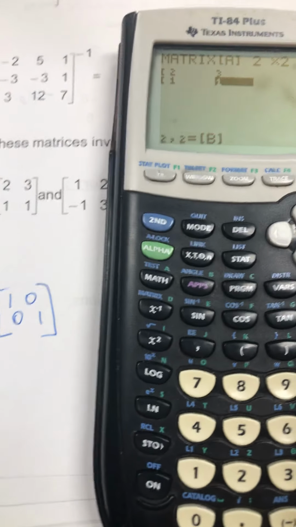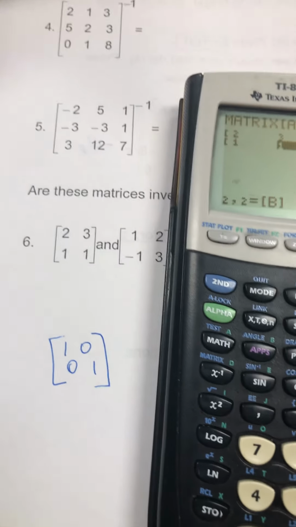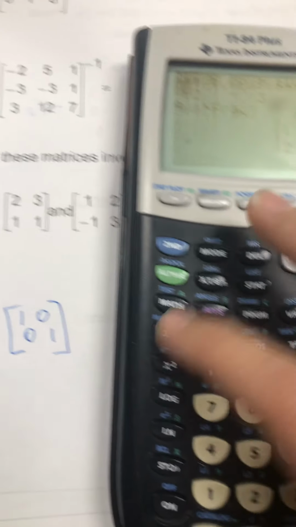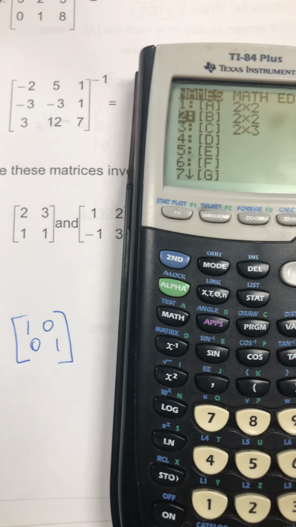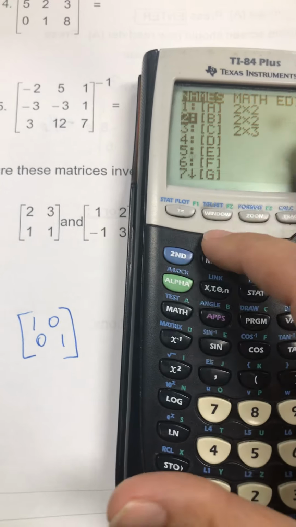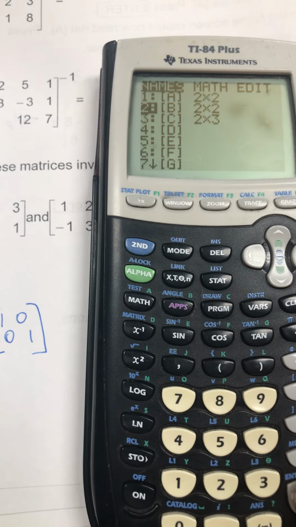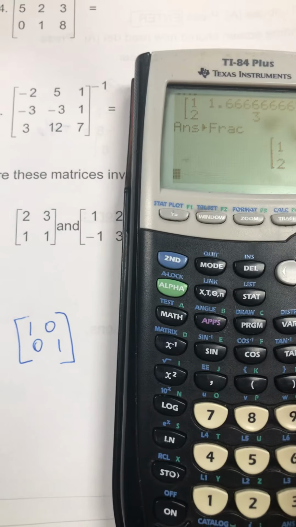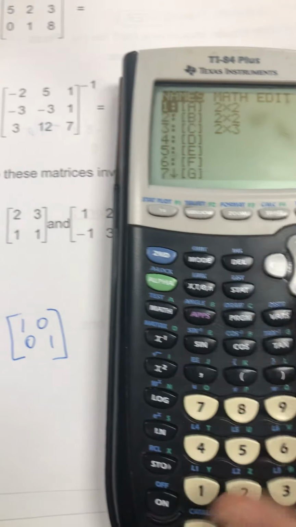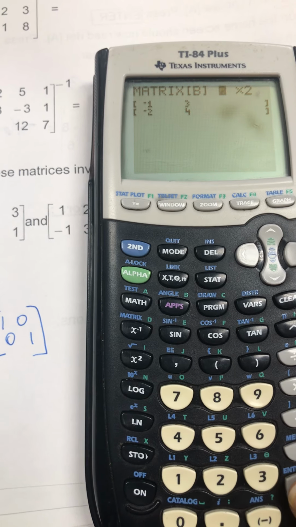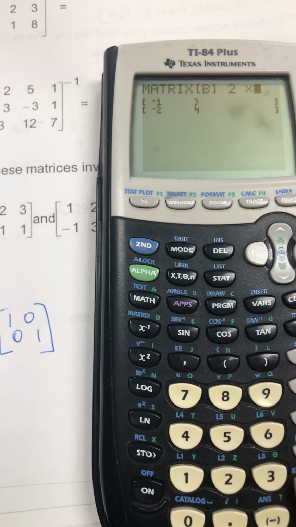Sorry, I messed up. Second quit. Okay, go back to second matrix, B. It took me back to A. So if it ever takes you somewhere where you don't need to be, go to second quit. Okay, so we're going to go back into B. Oh, why did I do that? Second matrix. Scroll over to edit, go down to B, enter. Okay, and it's a 2 by 2, which is right.